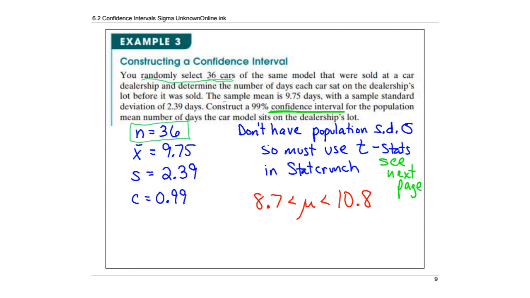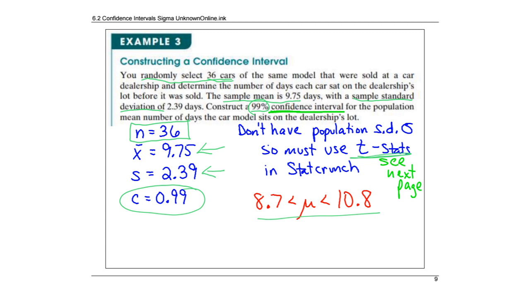The sample mean is 9.75 days, so I'm going to write that right there, sample mean. The sample standard deviation is 2.39. Since it's the sample standard deviation and they didn't give me the population standard deviation, we know that we need to use t-stat, not z-stat. Then they want me to construct a 99% confidence interval, so my confidence level is going to be 0.99. We're going to construct a 99% confidence interval for the population mean number of days the car model sits on the dealership's lot. I've got the answer here, but I did it in StatCrunch.